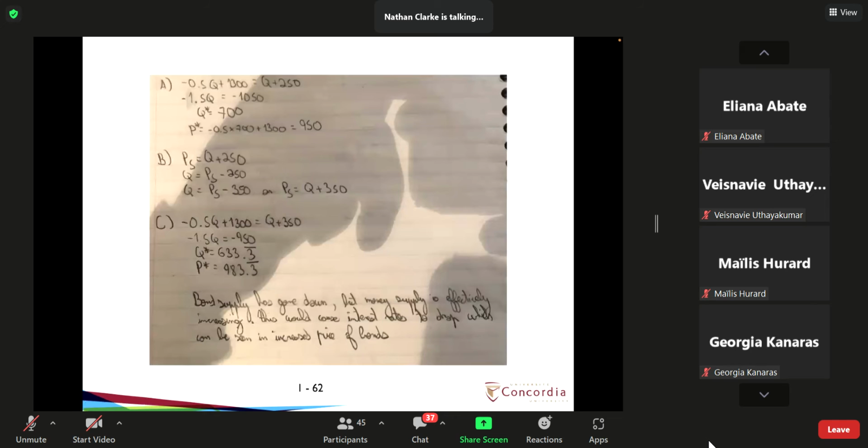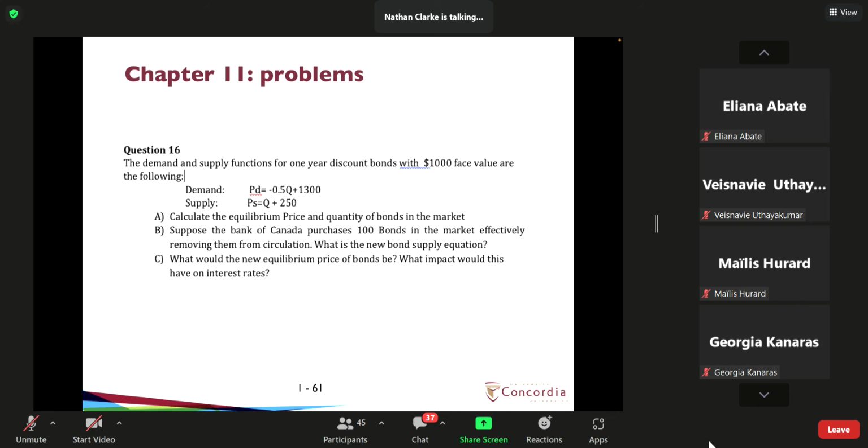So that's why I'm going to tack on a negative 100. So I'm going to go from negative 250 to negative 350. And then I just converted it back into PS just for comparison basis for C, right? So my new PS is going to be PS equals Q plus 350. C says, what is the new equilibrium price and what impact would this have on interest rates?